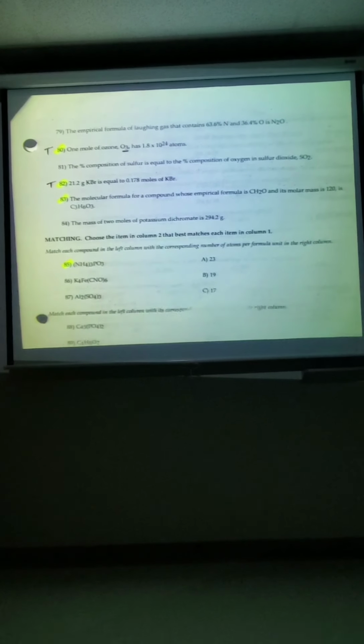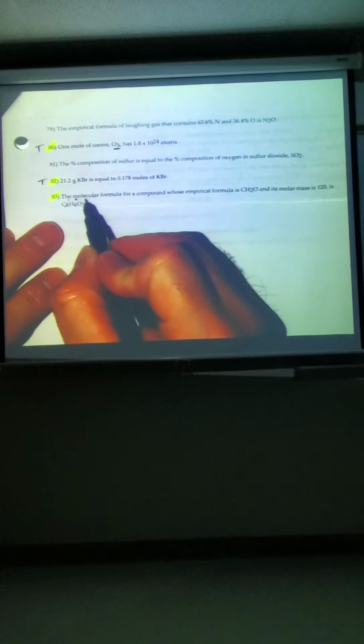83, the molecular formula for a compound is CH2O. Molar mass of 120 is C3H6O3. This does reduce to a 1, a 2, and a 1, so that part's true. It can reduce correctly to the empirical formula CH2O.